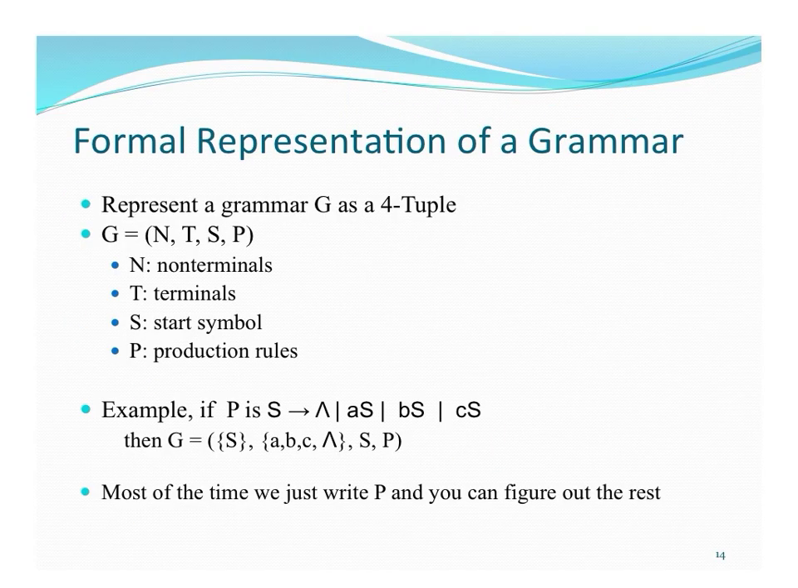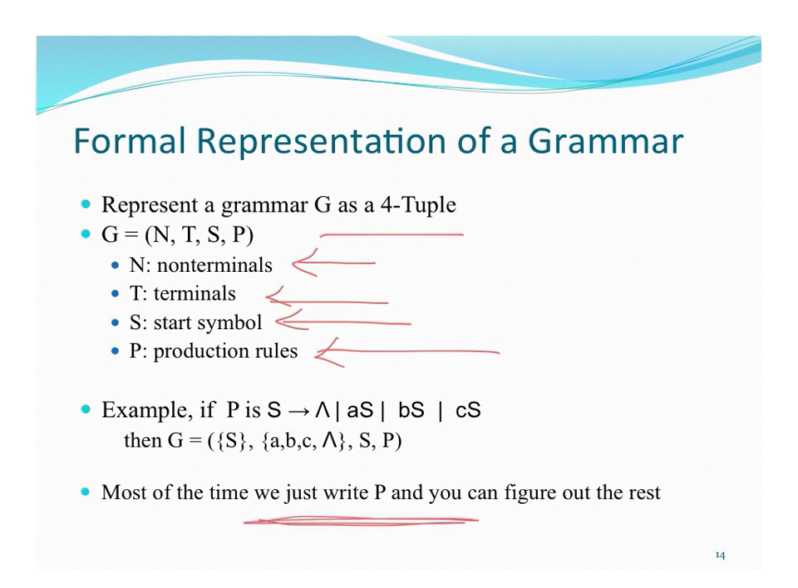Just like we have a formal way to represent a DFA as a 5-tuple and a formal way to represent an NFA as a 5-tuple, guess what? We can represent a grammar as not a 5-tuple, but a 4-tuple. We have a list of the non-terminals, a list of the terminals, we specify the start symbol, and we give all the production rules. Most of the time, we're just going to write the production rules. We're not going to actually use this formal representation. But again, it's something you should be able to do if I asked you to do it.